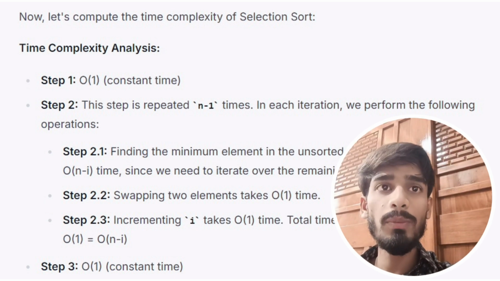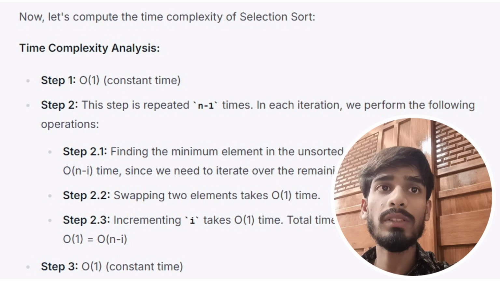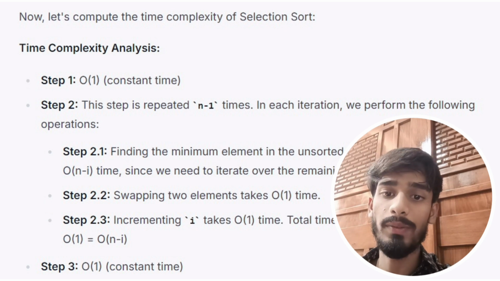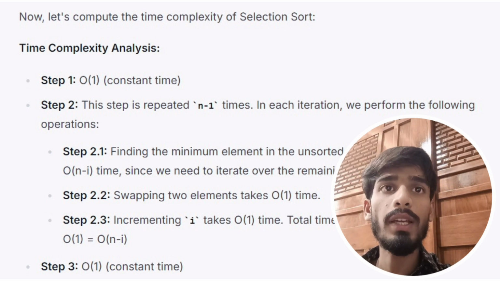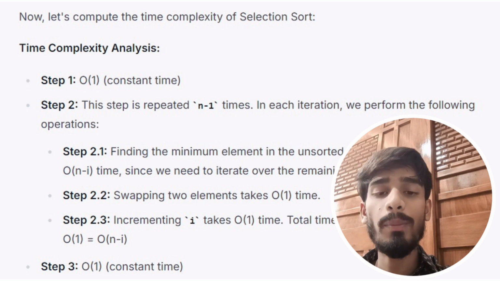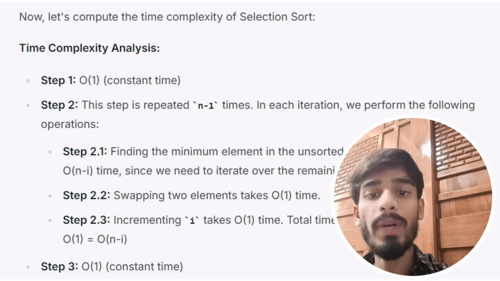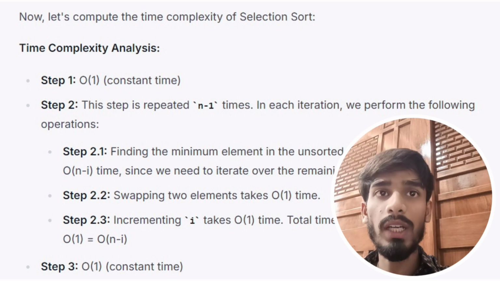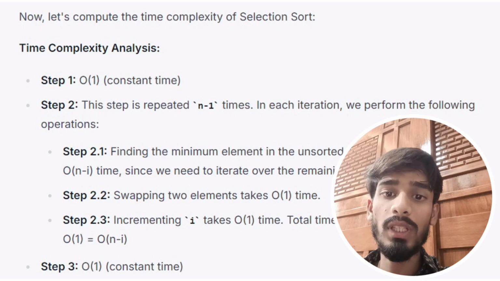Next, in the second step, we do swapping of two elements. It takes big O of 1 time. Next, we increment i, which takes big O of 1 time. Total time for step 2 is big O of n minus i plus big O of 1 plus big O of 1, which equals big O of n minus i.